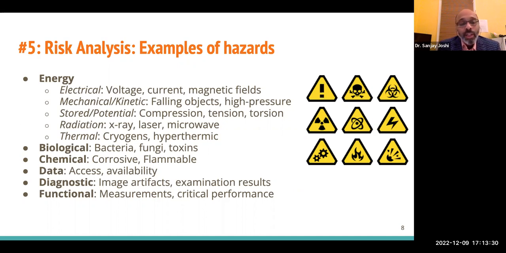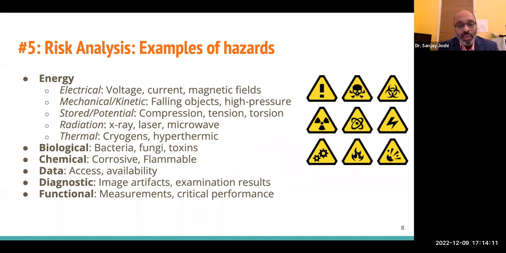And speaking of heat, there are thermal energies. So cryogens are usually very low temperature objects, and it could be liquid nitrogen, liquid helium. They are very commonly used in MRI scanners. Or it could be hyperthermic, something that could get too hot and can cause burns or other kinds of heat-related injuries. Then there are biological hazards, bacteria, fungi, some kind of toxins. Chemical hazards, the chemicals that you use on your product could be corrosive, or it could be flammable, especially lithium-ion batteries.